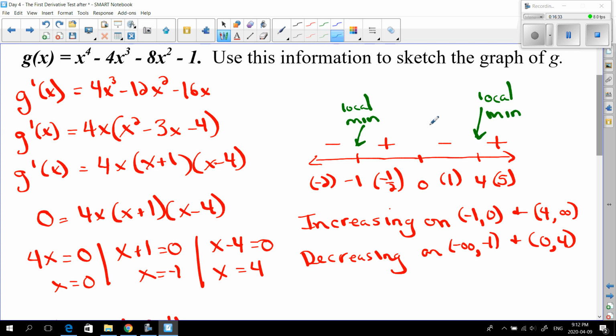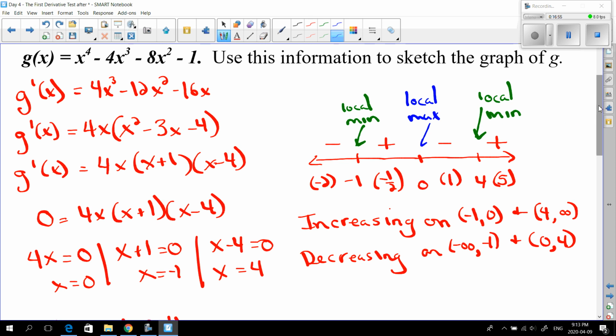The opposite is true at the x value of 0. I have a local maximum because to the left of 0, g of x would be increasing. My derivatives are positive. And to the right of 0, my derivatives are negative, or g of x is decreasing. So I'm going up and then back down.